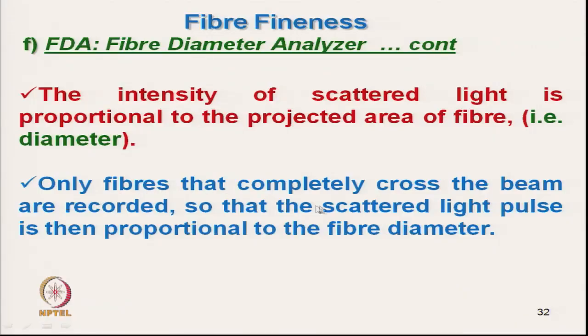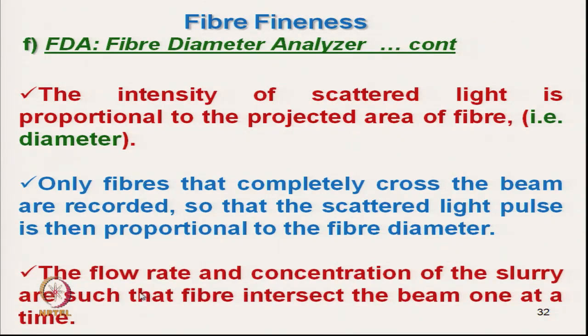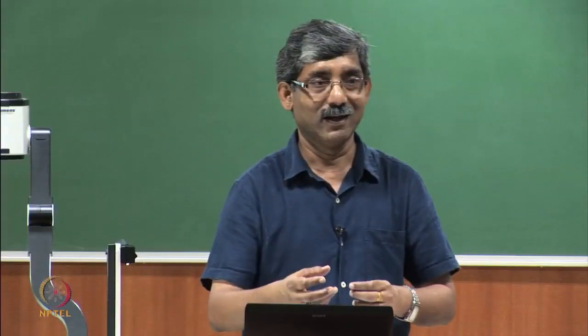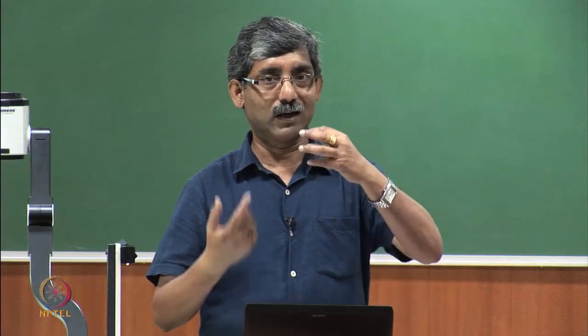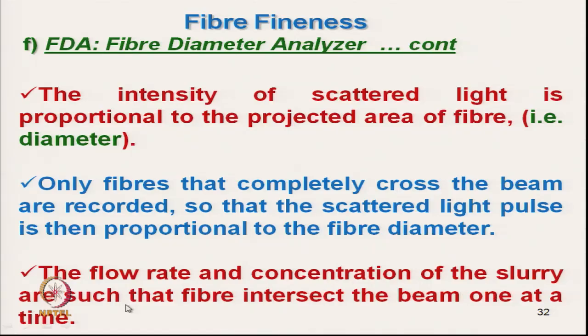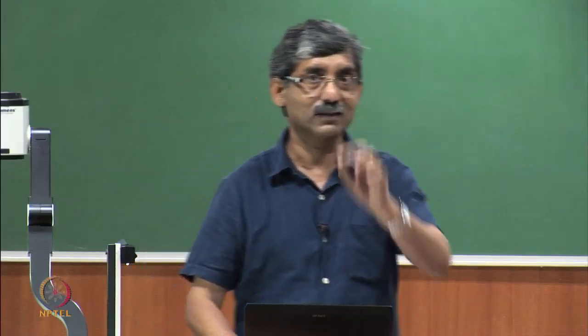Only fibers that completely cross the beam are recorded, so that the scattered light pulse is proportional to the diameter of the fiber. The flow rate and concentration of the slurry are maintained in such a fashion that one fiber at a time is intersected. If the flow rate or the concentration of the slurry is very high, a number of fibers will cross the light beam at a time, and it will give a wrong result. When fibers intersect one at a time, that gives the correct result. These are the preconditions.